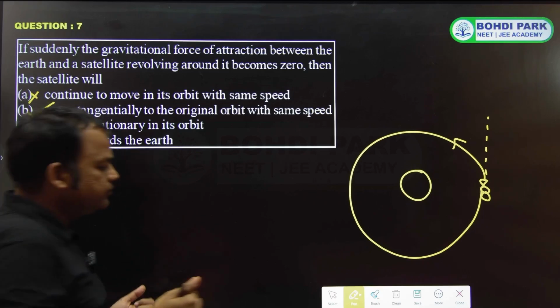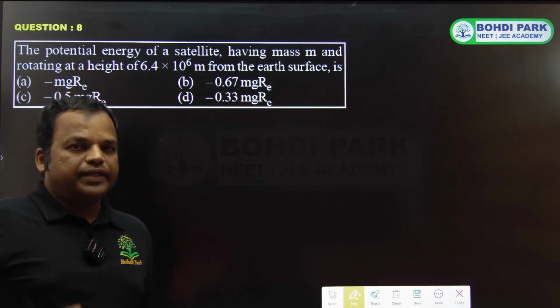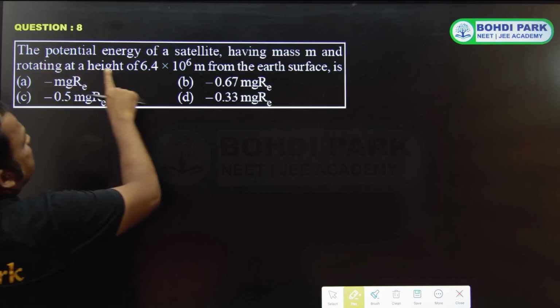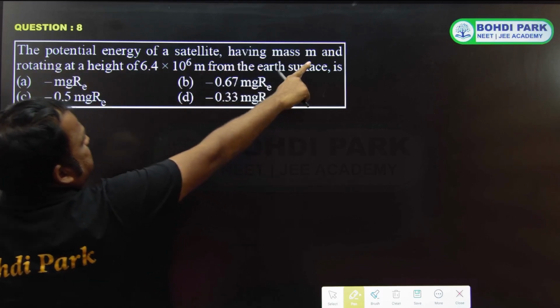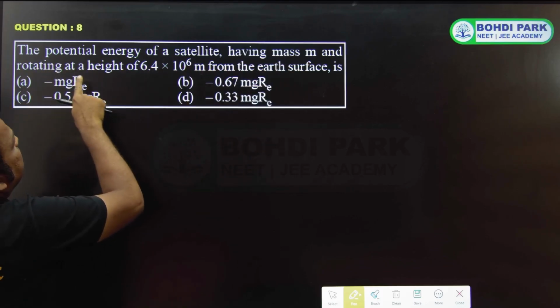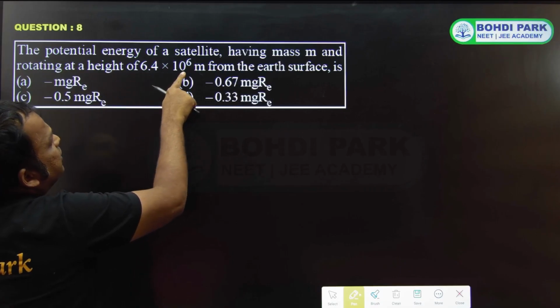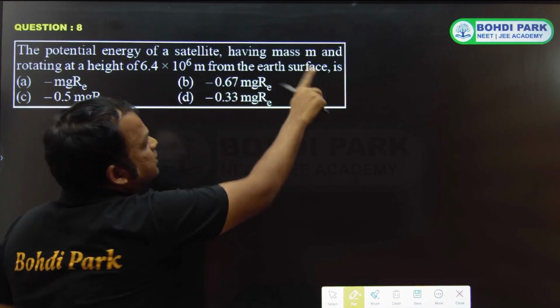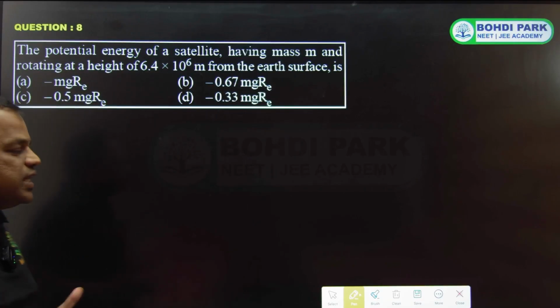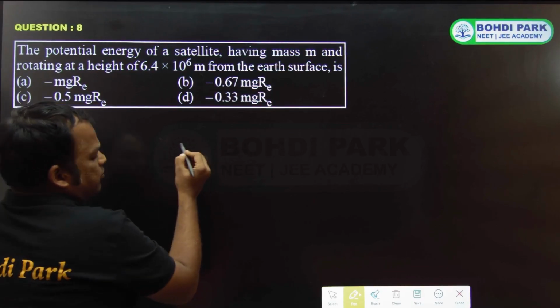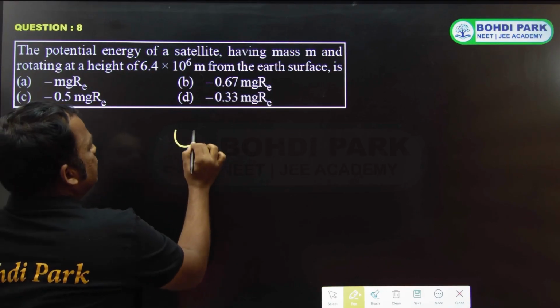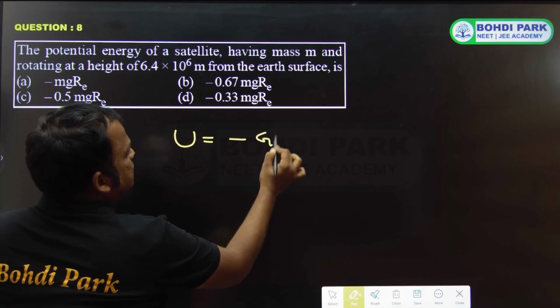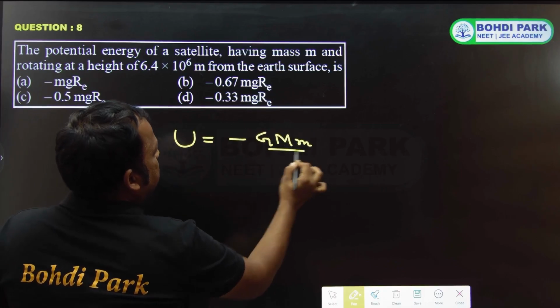Next question. Now 8th question. We have the potential energy of a satellite having mass small m and rotating at height 6.4 into 10 raised to 6 meter from Earth's surface. So what is the potential energy? So we have a formula of potential energy, minus GMm by r.